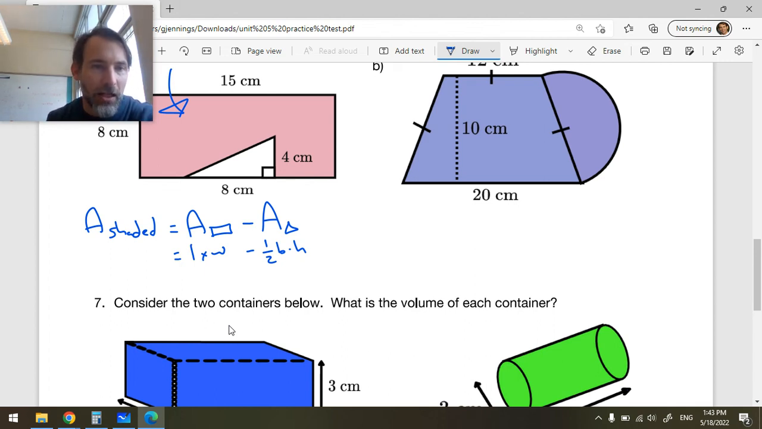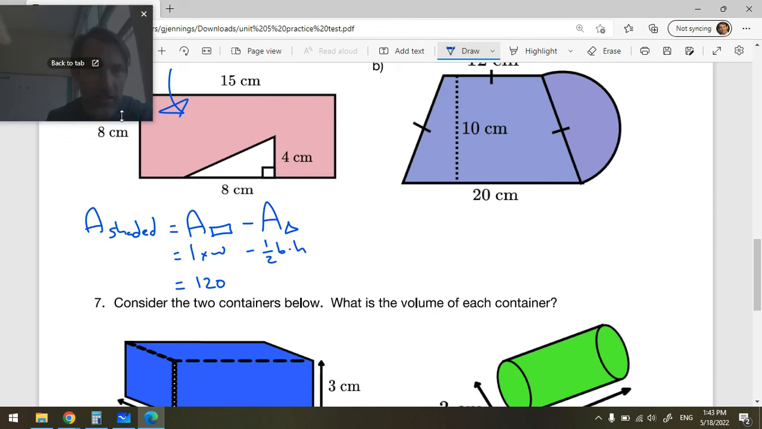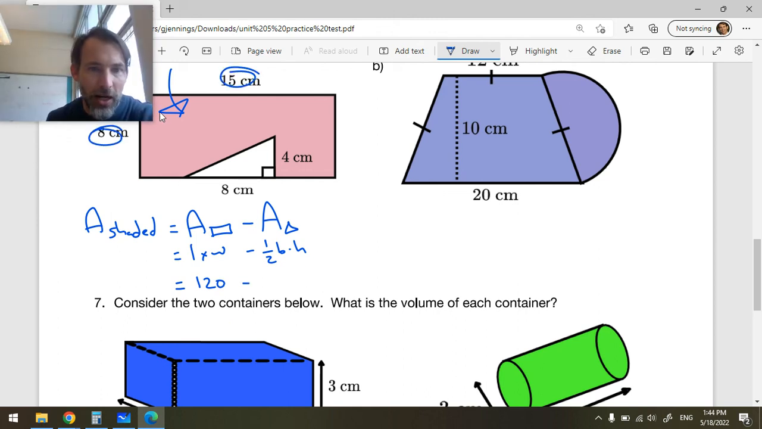18 times 15 is 120. 120, that's 8 times 15. Okay, this one times that one, minus 1/2 base times height. So 1/2 of 8 is 4. 4 times 4, this is area 16. This is area 120. So I have 120 minus 16. The area equals 104 centimeters squared. Don't forget to write the unit down there.